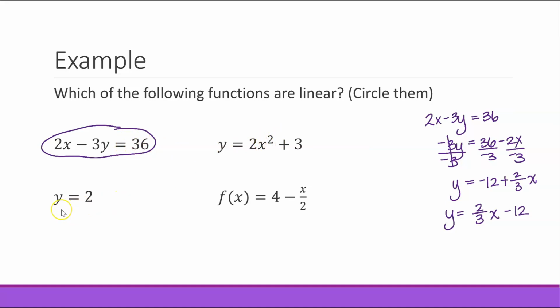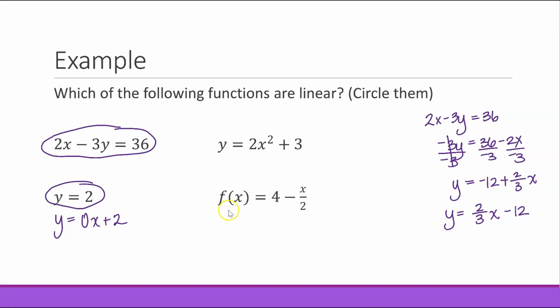Now moving on, here I have y equals 2. So this is a linear function as well, and if we want to convince ourselves by writing it as y equals mx plus b, I can think about this as y equals 0x plus 2. So here, the slope is simply 0, and the y-intercept is 2. Now this is a perfectly horizontal line, which is why the slope is 0. So this is a linear function.